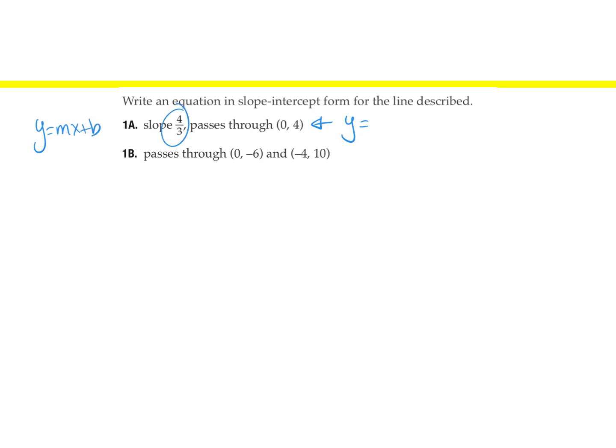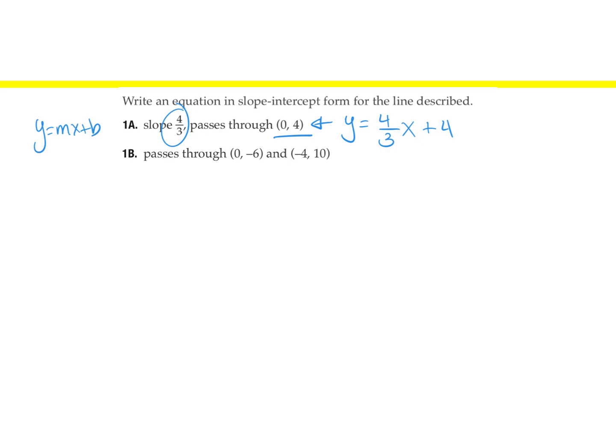The m, they give it to you here, so 4/3 x. And then the b, they already tell you is (0, 4), because remember, that is your y-intercept, and your y-intercept is always (0, number). So for 1a, that would be it.